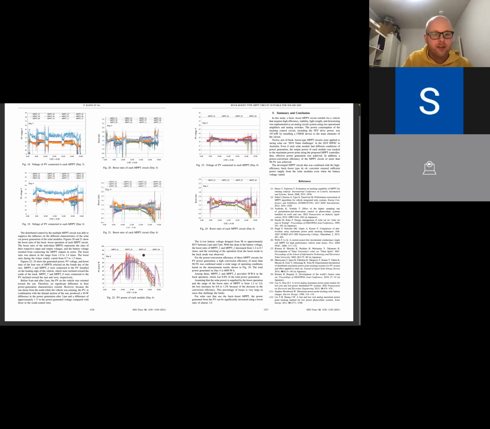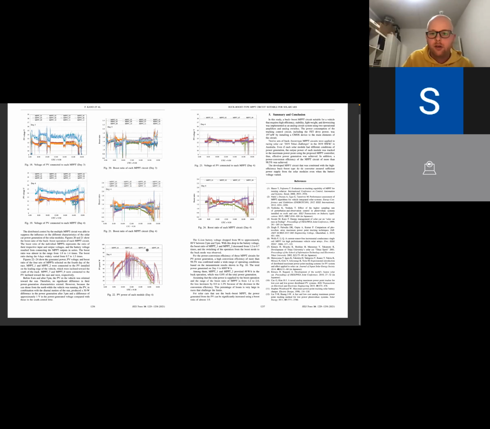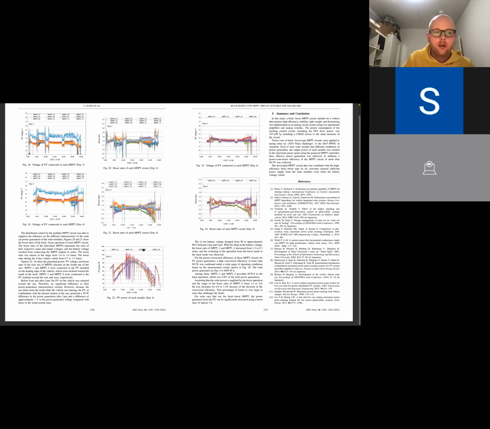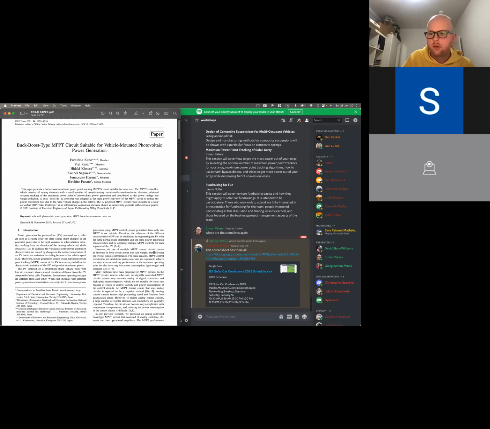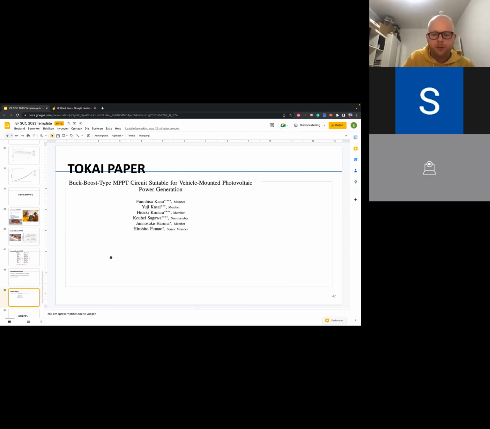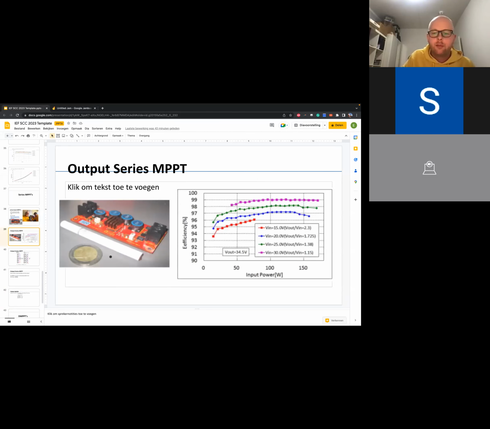It's a little bit complicated, but the summary is: don't expect series boost MPPTs like the Nomura ones to fix your shading issues. It might actually make it a little bit worse. In theory, it should work well for changing small differences.